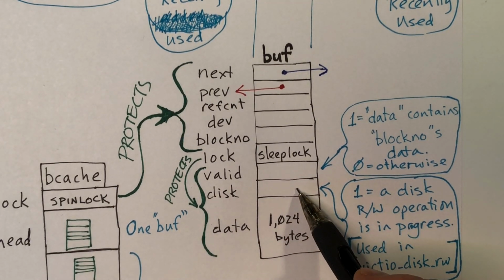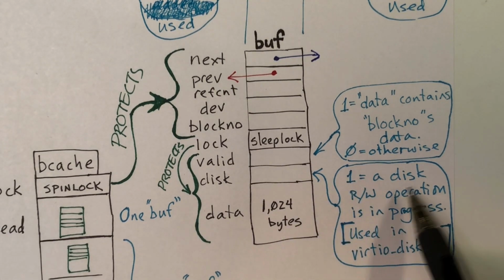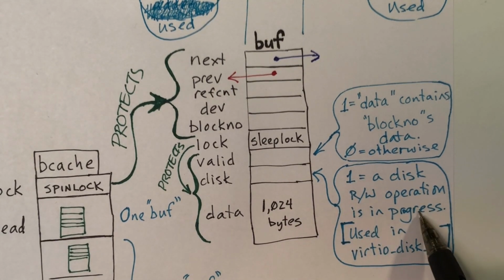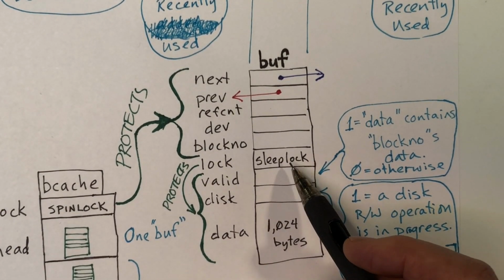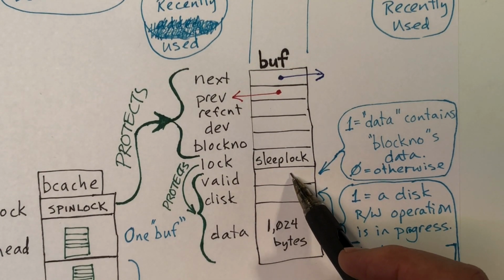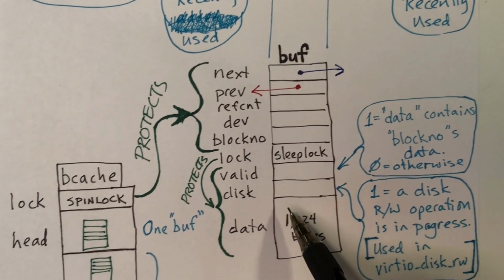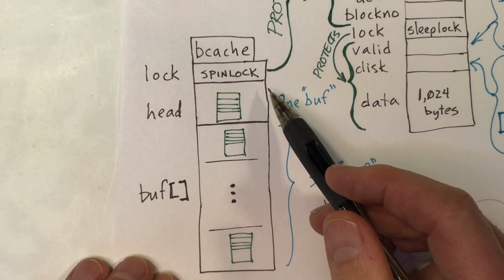We also have a field called disk, which is used entirely within the disk driver. In other words, it's only used in the virtio disk read-write function. So we don't really need to think too much about it. But basically, it tells whether a disk operation is currently in progress or not. And we have a sleep lock, which will protect the data as well as the valid bit and the disk bit.